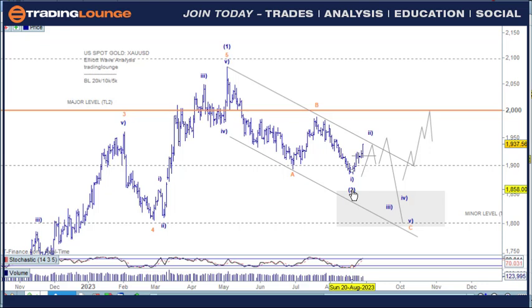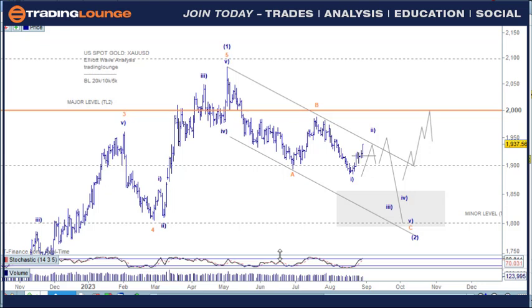But if the US dollar is just going to have three waves up, three waves down, then gold here will have to look at this as wave one and two here, and then three, four, five. So yeah, we'll get to the answer. I just don't know it just yet. We'll probably have to wait a few sessions to get to that point.